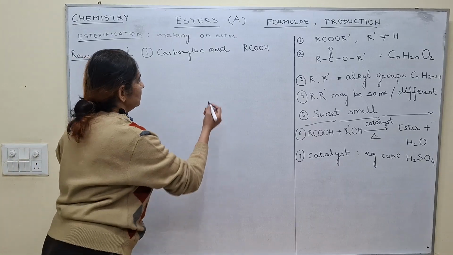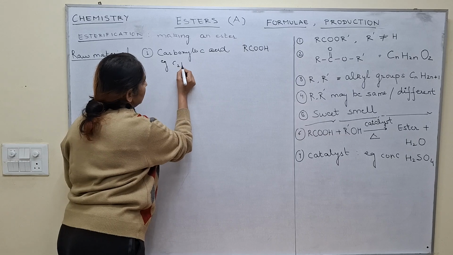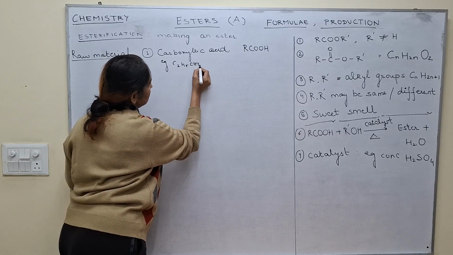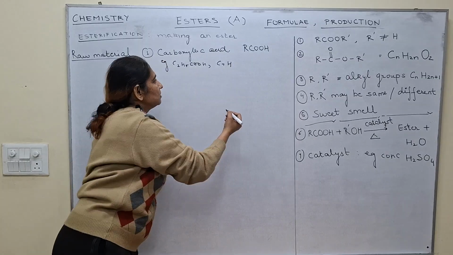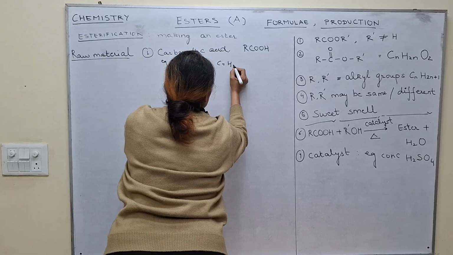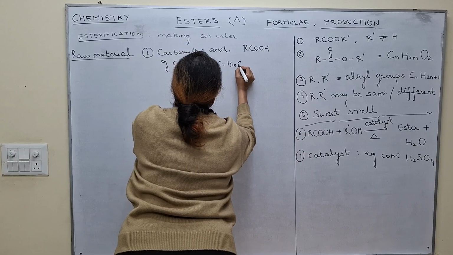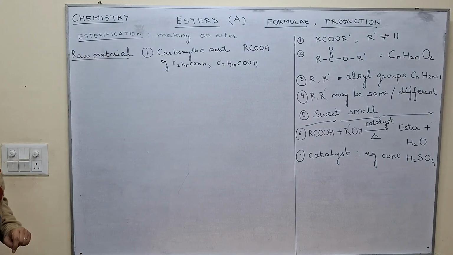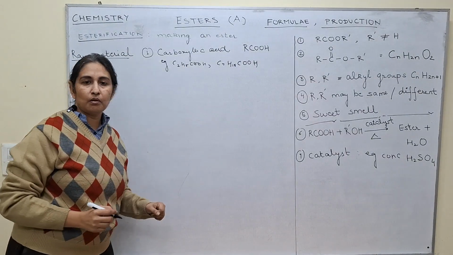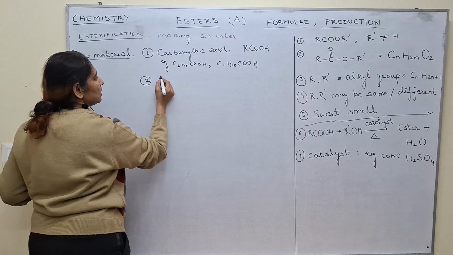We can take any example. C2H5COOH and C7, my god, 14 15 COOH. We can take any carboxylic acid. So that's one of the raw materials. Now the second raw material that we need is an alcohol.